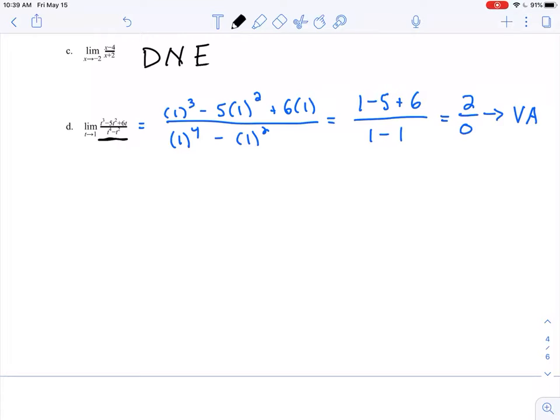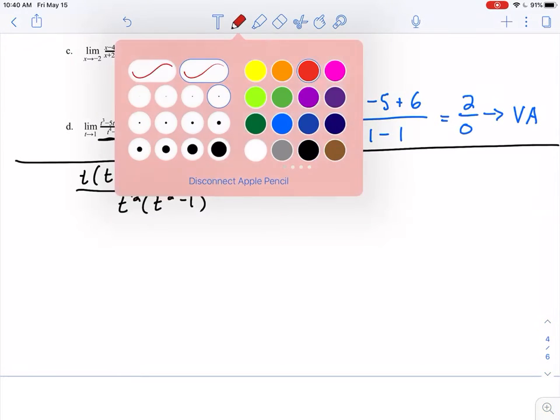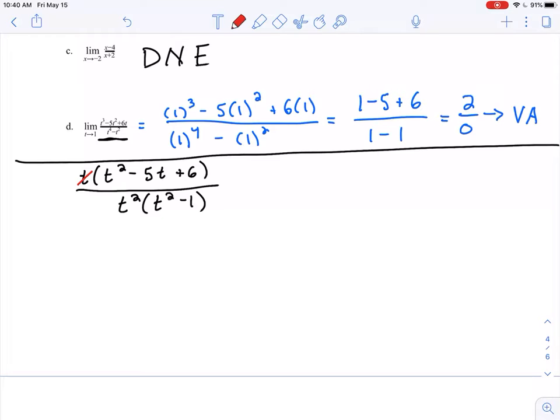So in my numerator, I can factor out a t. So actually, let's just give myself a little bit of separation here. I'm first going to factor out a t. That would leave me with t squared minus 5t plus 6. Divided by, in my denominator, I have t squared. I can factor that out. That'll leave me with t squared minus 1. And then at this point as well, if you wanted to reduce these t and t, we actually could go ahead and do that.